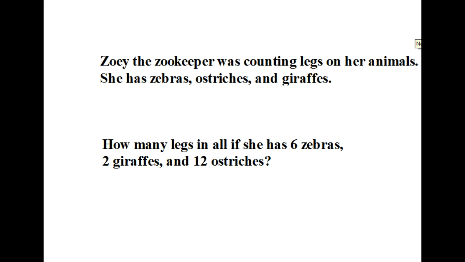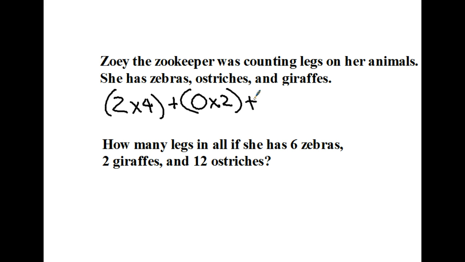Another one for you to try out. Zoe the zookeeper's counting legs on her animals. She has zebras. Zebras have 4 legs each. Plus ostriches. Ostriches have 2 legs each. Make sure that you remember the O is an O and not a 0 in this case. And giraffes have 4 legs each.